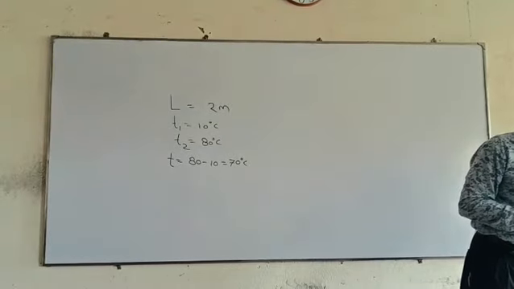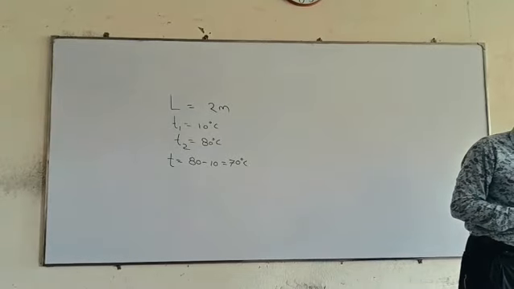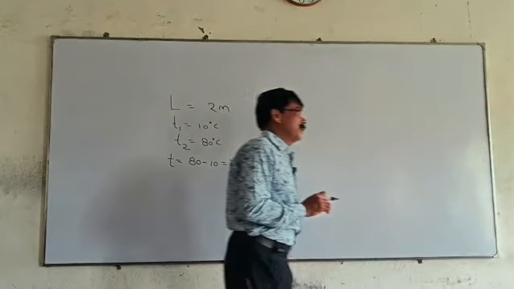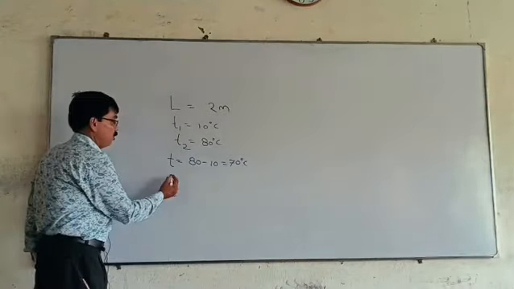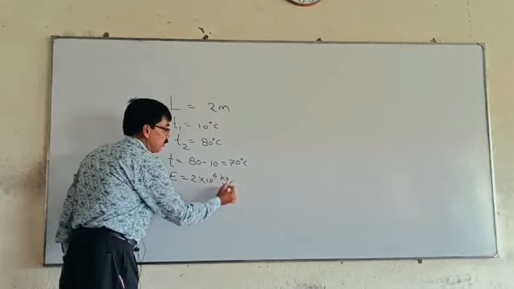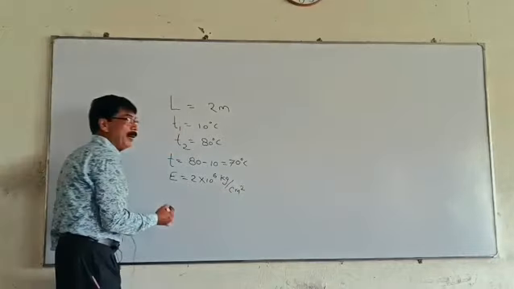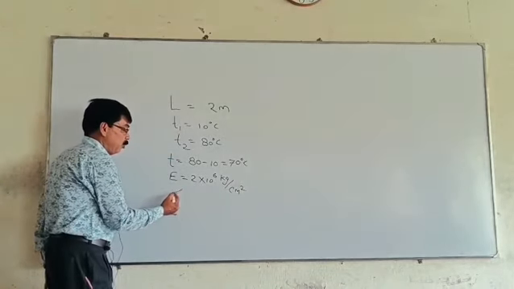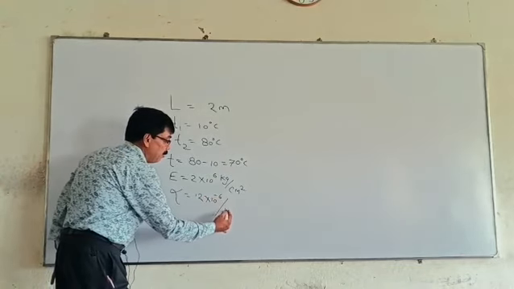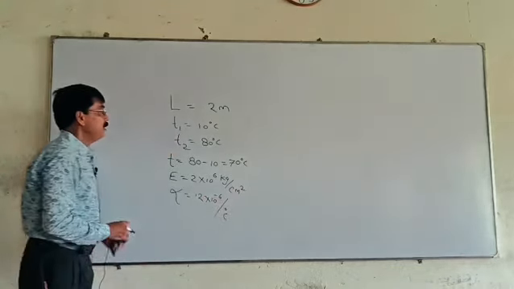The other data given are Young's modulus and the coefficient of linear expansion. Young's modulus, capital E, is 2 into 10 to the power 6 kg per cm square. And alpha, the coefficient of linear expansion, is 12 into 10 to the power minus 6 per degree centigrade. This is the data given.